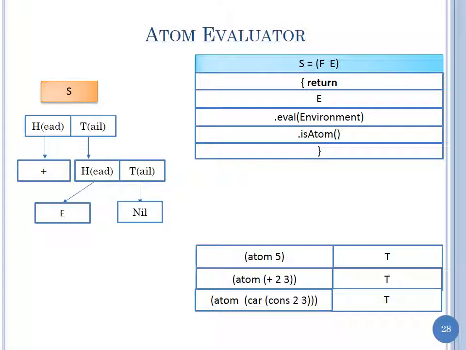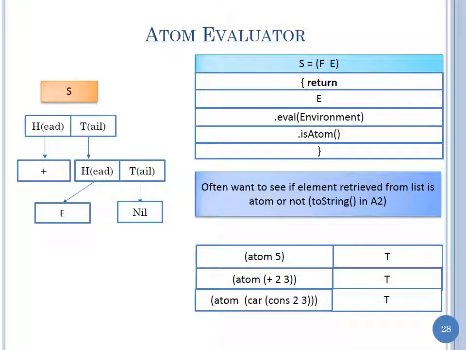Okay, so as it turns out, the answer is that we have to first evaluate the atom's argument and then look at whether the argument is an atom or not. So atom of 5, either way, whether we evaluate or not, will return true. But atom of plus 2, 3, if we evaluate it, it's true. If we don't evaluate it, it's not true. So this shows you that we have to evaluate it.